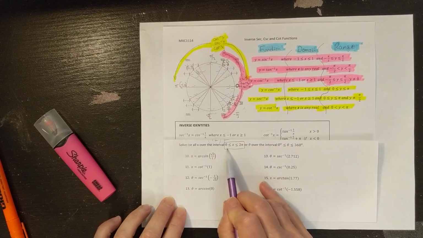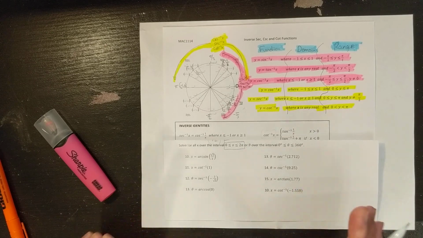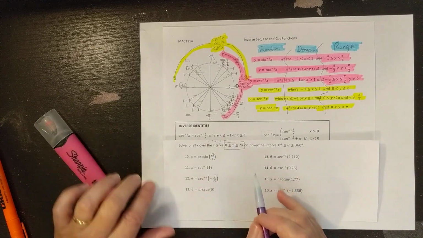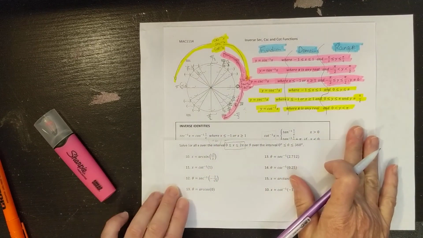We want to call out all the answers in terms of between 0 and 2 pi. So our answers are going to change slightly. I'll show you how this goes. We're keeping with the convention that x means radians and theta means degrees. So number 10, we want to find the arc sine of square root of 3 over 2.